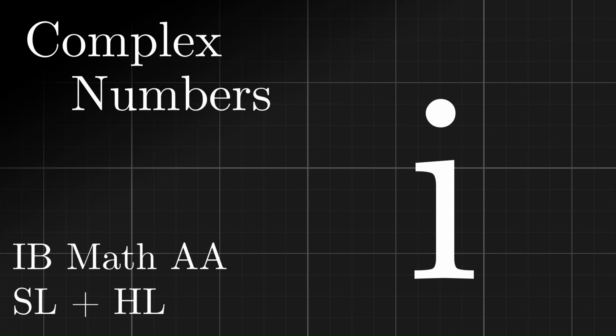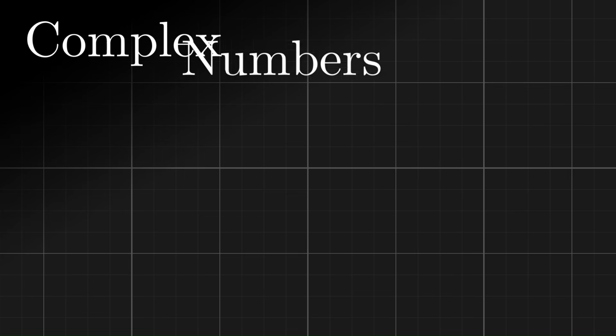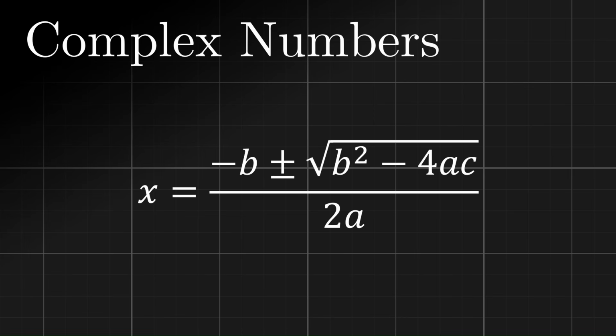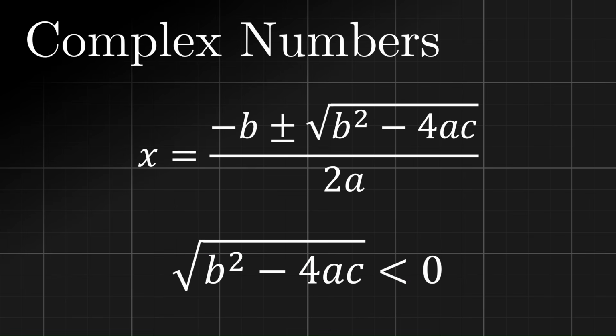Well, think back to quadratic equations. Sometimes, when you try to find the roots, you hit a roadblock. The discriminant was negative, meaning you needed the square root of a negative number. We were told there were no real roots, but what if there were other kinds of roots? That's where complex numbers come in.